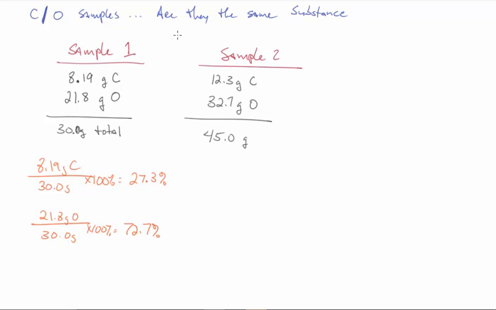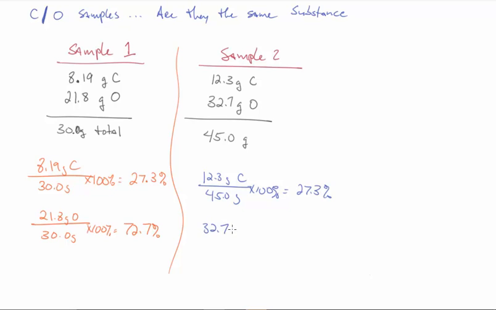So, what we should understand is that the law of definite proportions states that if sample 1 is the same substance as sample 2, then my percentage composition by mass should be exactly the same. And so we can check our percentages here. This one's 12.3 grams of carbon. I'm going to divide that by 45.0 grams times 100%. And what you're going to find is that's also equal to 27.3%. And so now I'm starting to get the inclination that these are probably the same thing. I'm just going to double check.